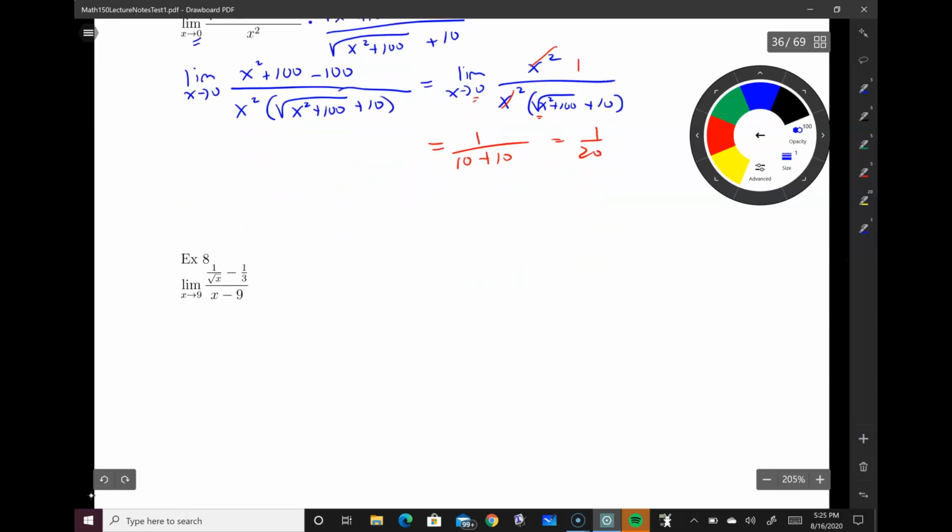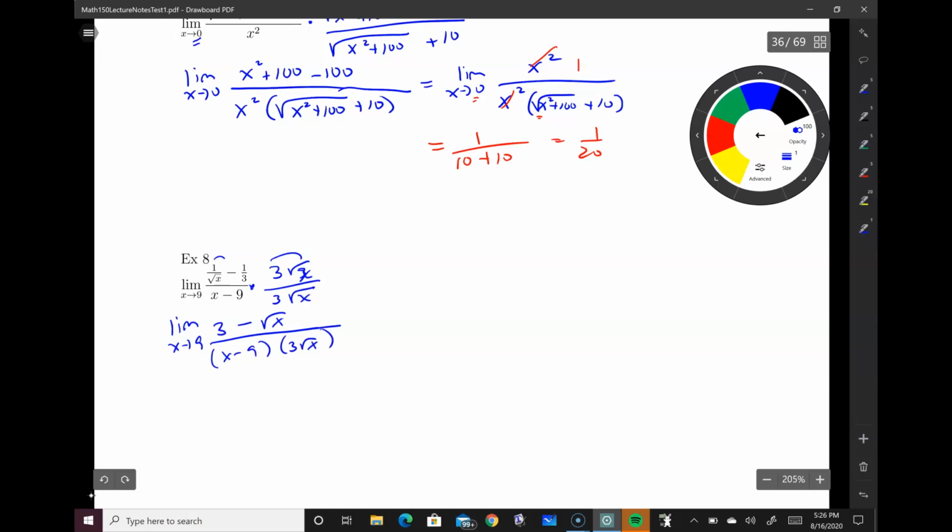All right, ooh, this looks a little challenging. So it is 0 over 0, so let's multiply to get rid of the fraction. So the least common denominator would be 3 times root x, right? 3 times root x. So limit as x goes to 9. So multiplying, canceling as I go, I'll get 3 minus root x all over x minus 9 times 3 root x.